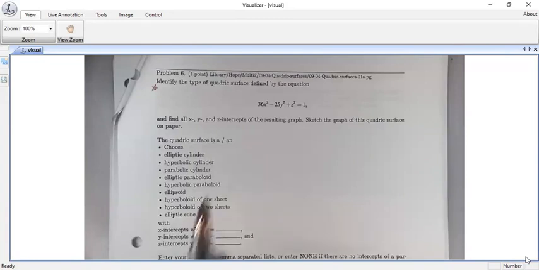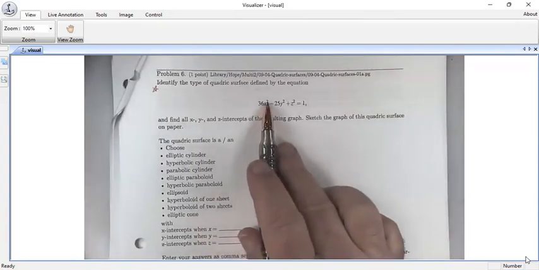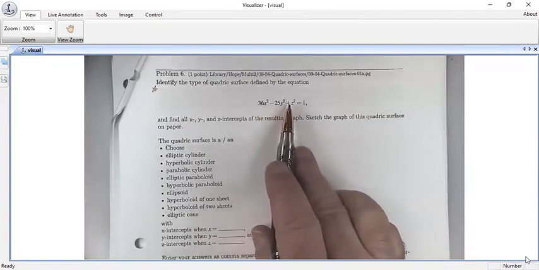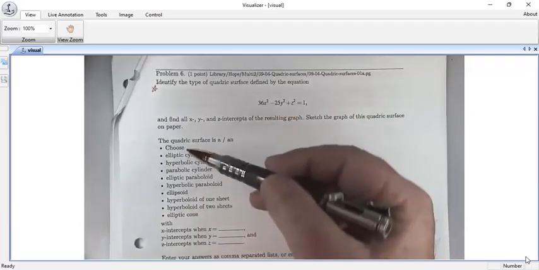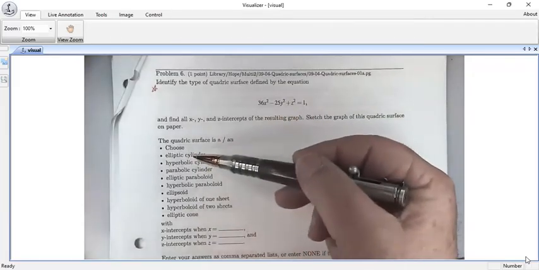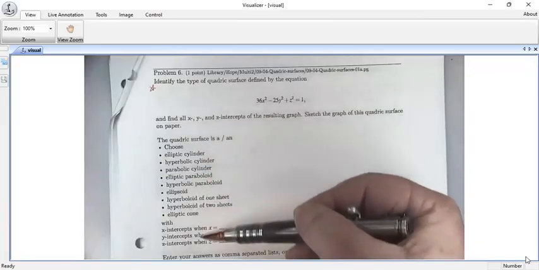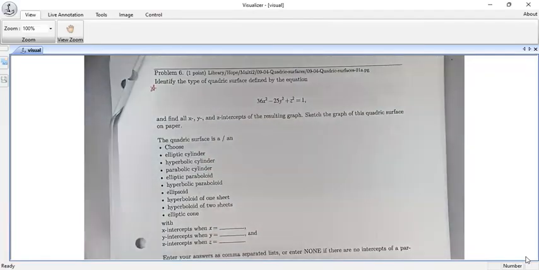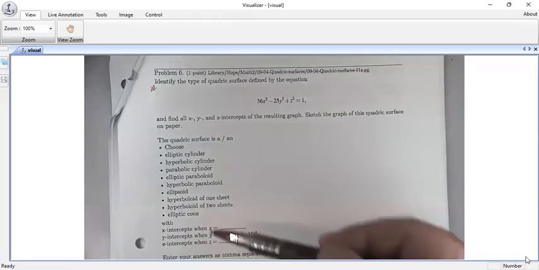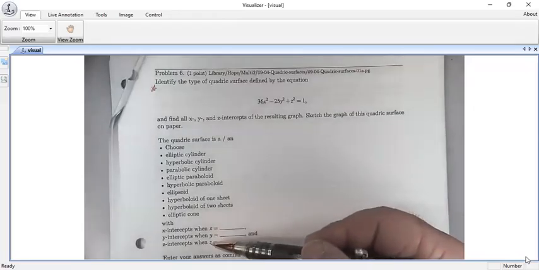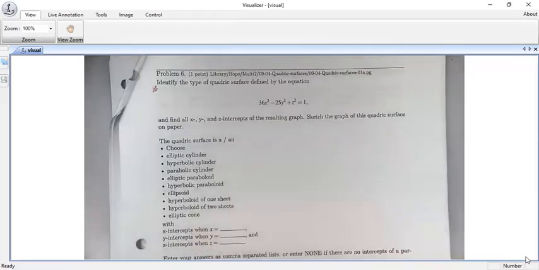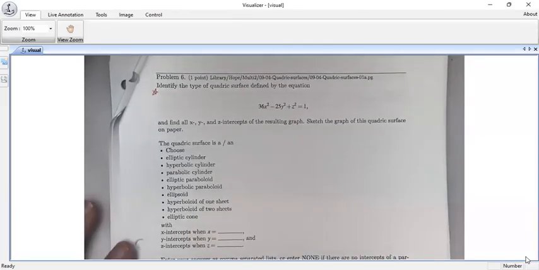I got 36x squared minus 25y squared plus z squared equals 1. So you only got like one chance of this. Don't screw it up. So pick the right guy. You notice we did kind of restrict the number of attempts, just to let you know. And then you got to figure out the x-intercept, y-intercept, and z-intercept. That's really what I was looking for and stuff like that. Okay. So with this one right here we go.